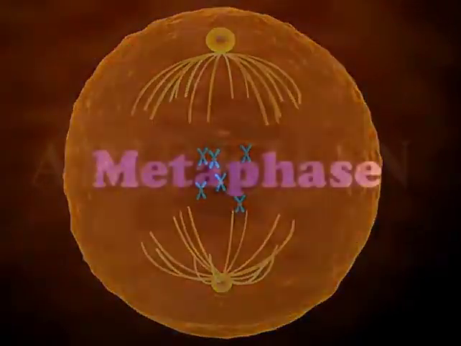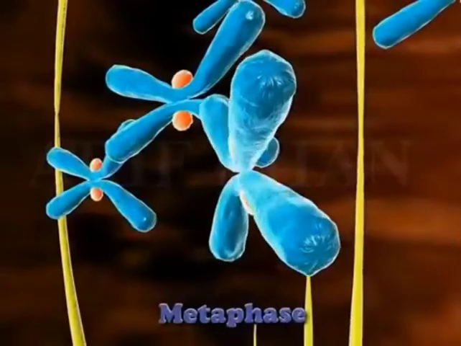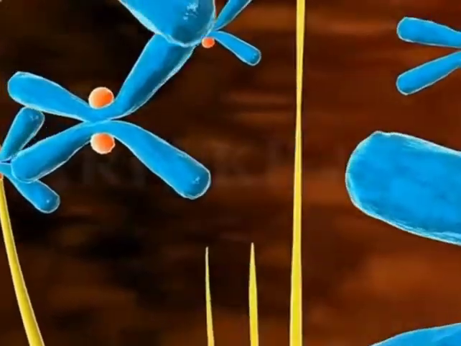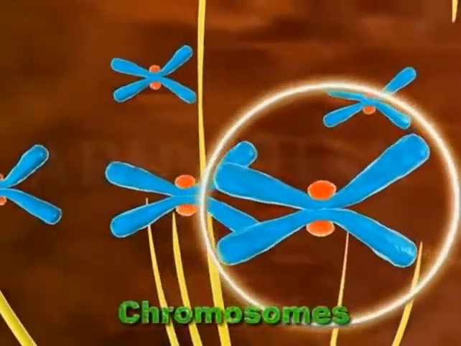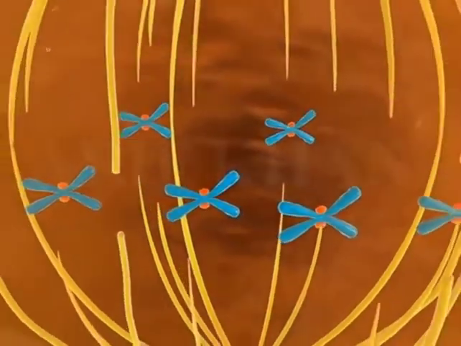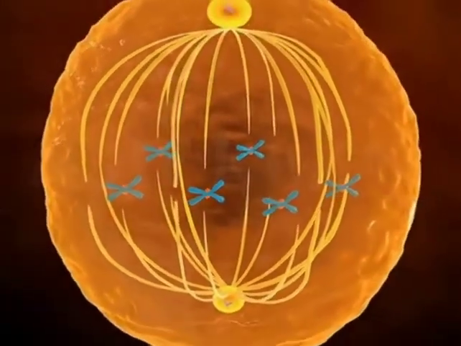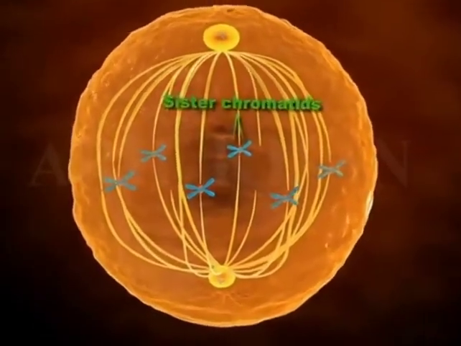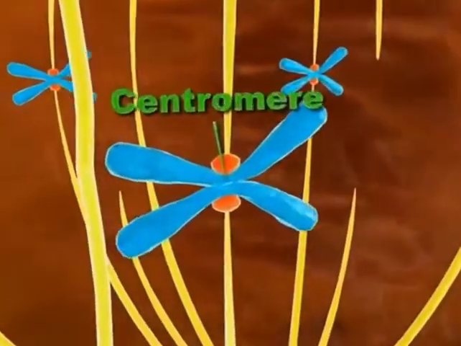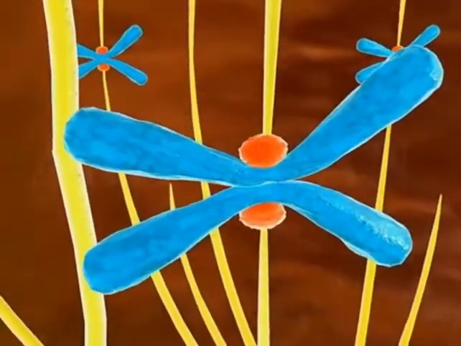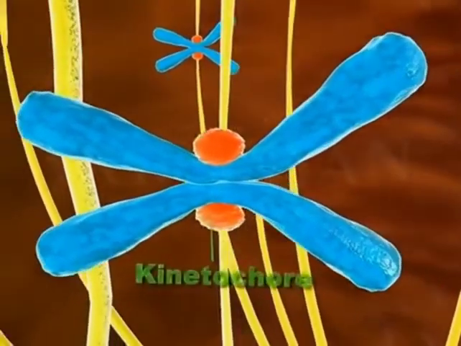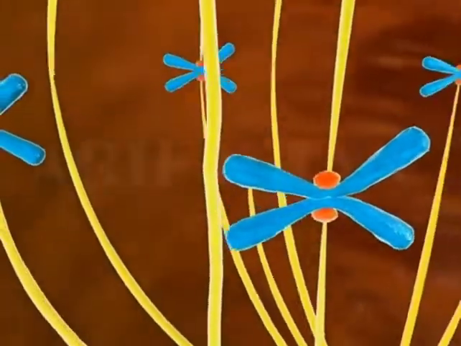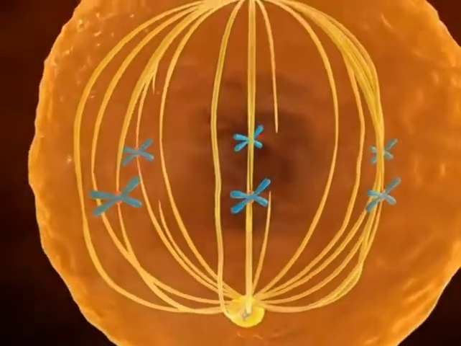And that takes us to the metaphase. In metaphase, microtubules of the spindle interact with the chromosomes. This causes the chromosomes to move in a line along the center of the cell, called the equatorial plate. Sister chromatids are held at the centromere, containing a protein structure called the kinetochore. The kinetochore holds the chromosomes and attaches them to the spindle.